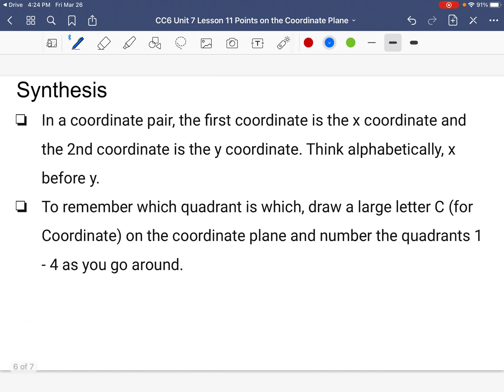So in a coordinate pair, the first coordinate is the x-coordinate and the second coordinate is the y-coordinate. So think alphabetically, x before y. And to remember which quadrant is which, draw a large letter C through the 4 quadrants, just like you would write a C, like this. And then you've got your quadrants 1, 2, 3, and 4, or as they're usually written in Roman numerals, I, II, III, and IV.